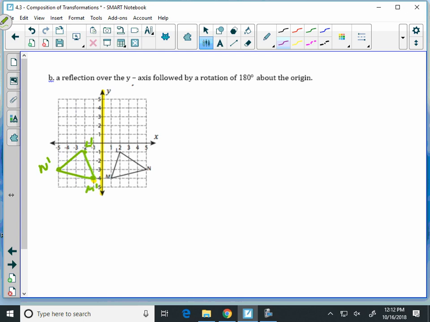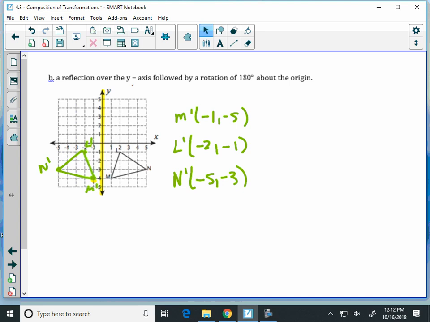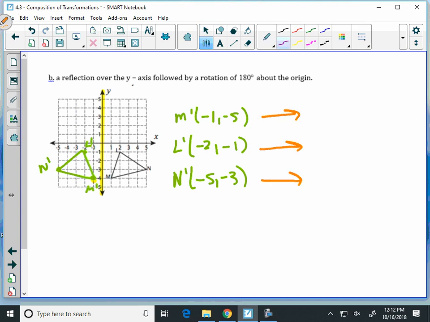Which one of these triangles am I going to do the 180 rotation on? The original or the new? The new, the green one. Okay. So whenever we do a rotation, we have to write down our points. M prime is at 1, negative 5. L prime's at negative 2, negative 1. N prime's at negative 5, negative 3. There's L double prime. Oh, no, not going alphabetical order. M double prime, L double prime, and N double prime.